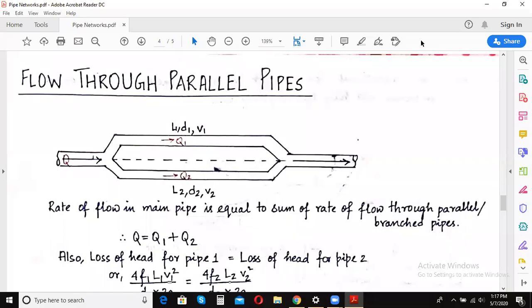Welcome back to another lecture on fluid mechanics. Today we will be solving a problem on pipe networks which have been connected parallelly.